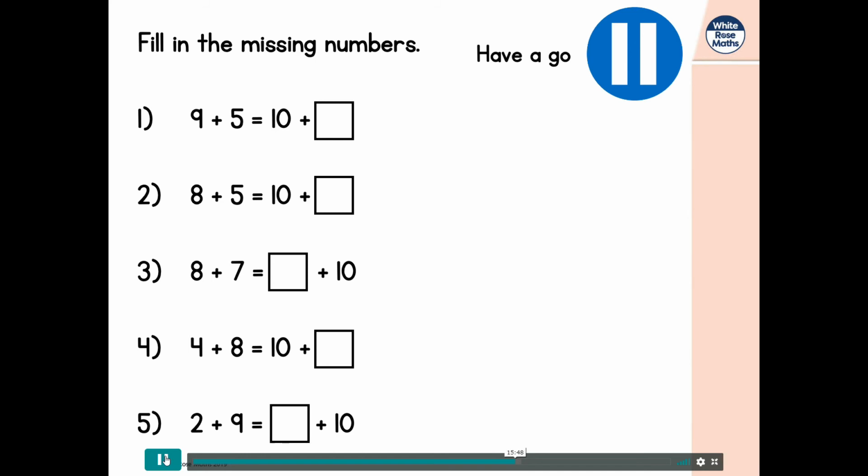Okay, are you ready? I want you to think about what method you used. Which number did you choose to make 10?